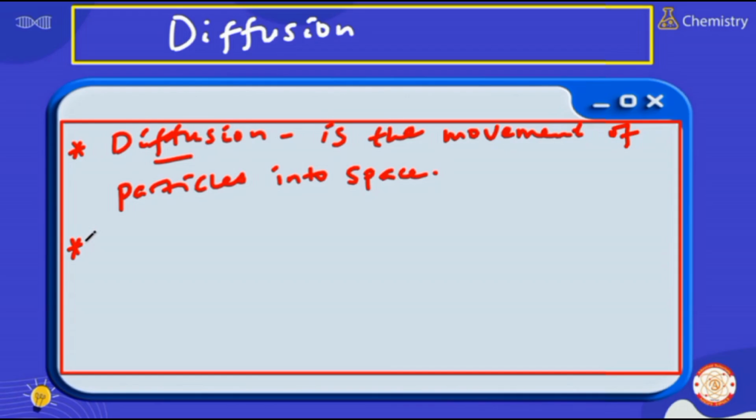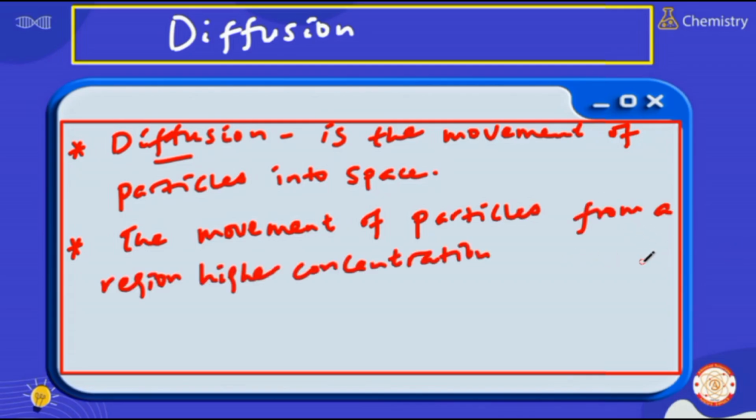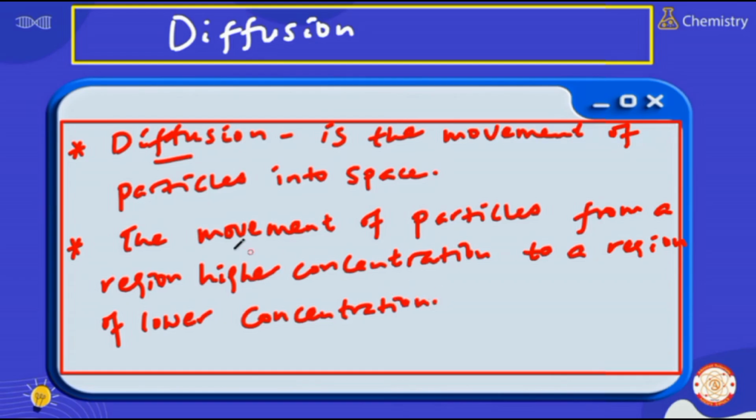Diffusion can be defined in another way. It can be defined as the movement of particles from a region of higher concentration to a region of lower concentration, right?